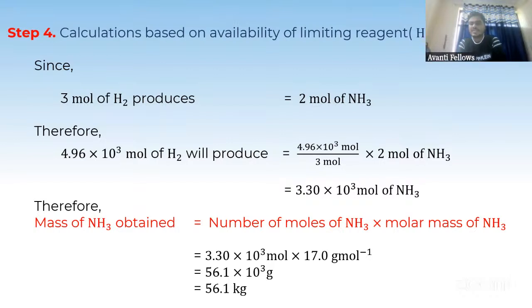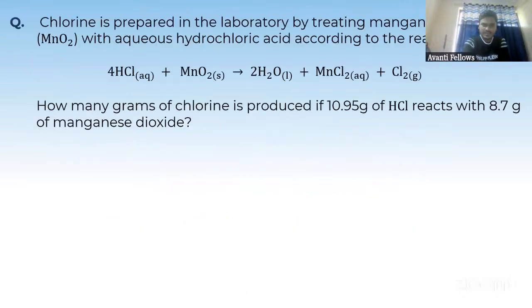Good. So this is the answer: 56.1 kilogram of ammonia produced. The amount of ammonia produced is equal to 56.1 kilogram. Now let's see the next one.